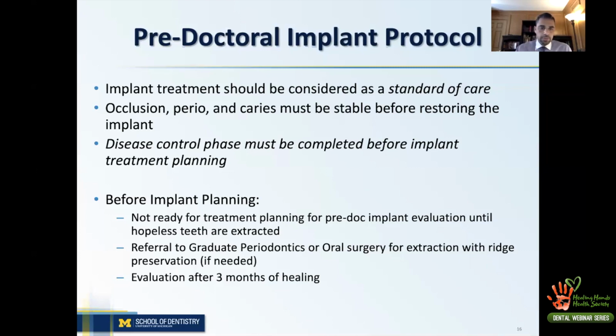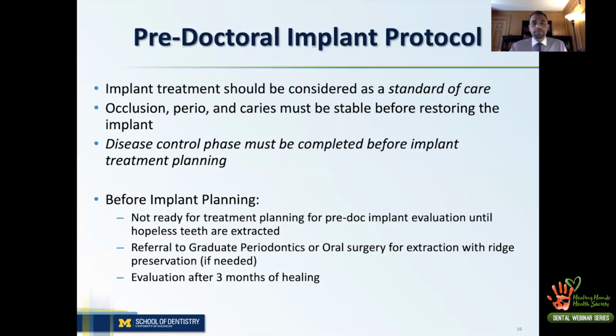for the entire mouth. Before starting any implant planning, if there's a tooth that's hopeless, we have those extracted first and allowed to heal for 2 to 3 months before we start the evaluation process. Sometimes it might look like there is enough bone to heal and do a simple implant for the pre-doctoral students, but during extraction, the extraction might be difficult. We might lose a lot of bone.